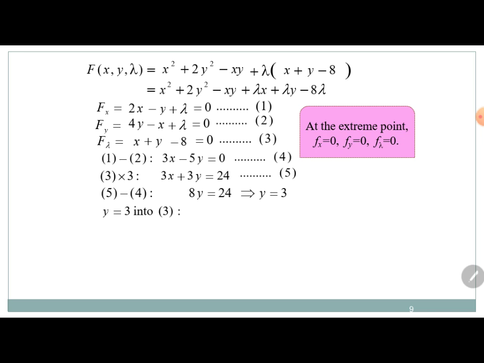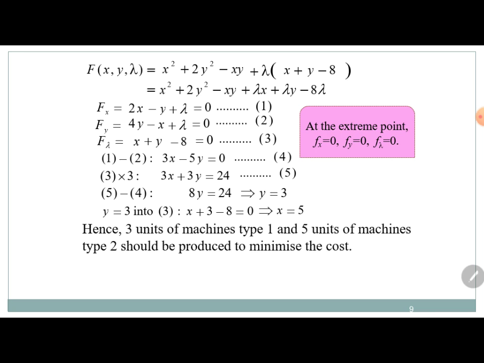We get x plus 3 minus 8 equal to 0. So x equal to 5. So now we have the points already. So we need to produce 5 numbers of product A and 3 numbers of product B to have the minimum cost. So that is our conclusion.